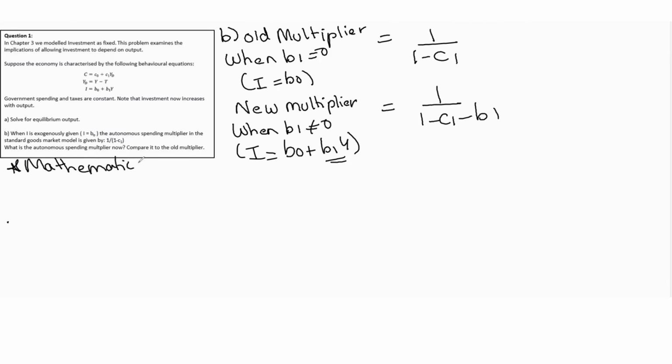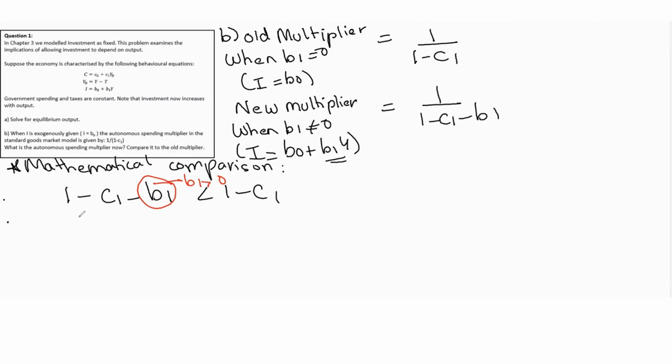Now notice over here, 1 minus C1 minus B1 is less than 1 minus C1. How do we know that? We know that because B1 is greater than 0, because investment positively depends upon income. Output is used as an indicator of how well the economy is doing, so when the economy is doing better, firms will invest more as they expect demand to be more. So B1 in this case is greater than 0, and that's why 1 minus C1 minus B1 is less than 1 minus C1.